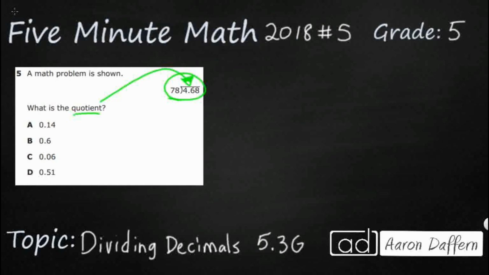So let me rewrite this over here, make it a little bit larger. As cute as that is, I cannot write that small. So we're going to divide 78 into 4 and 68 hundredths. So here's the tricky part. We have a decimal in the dividend.